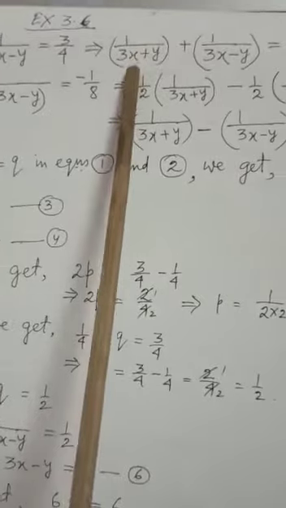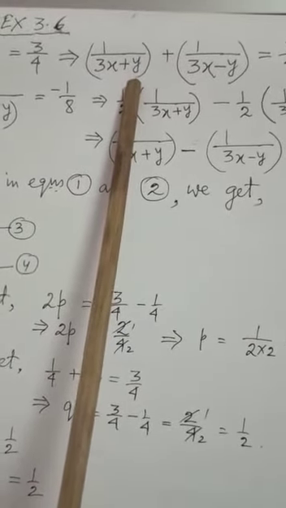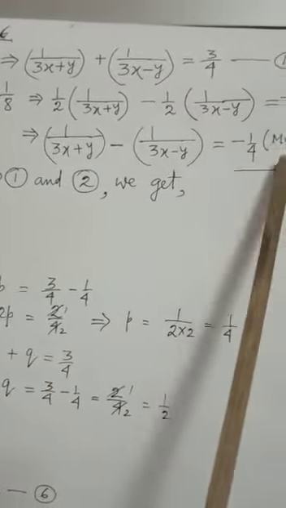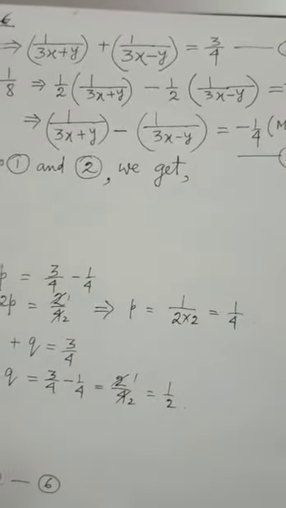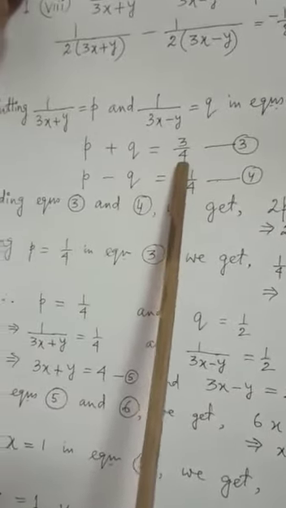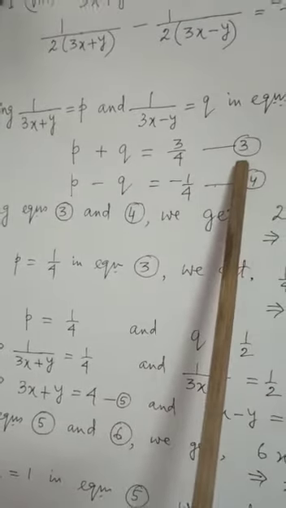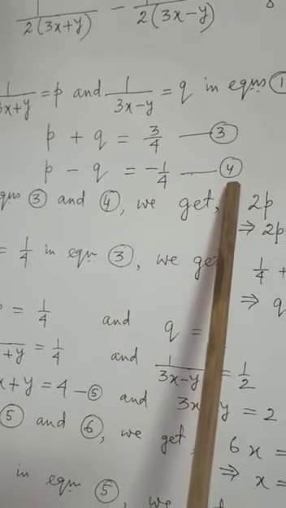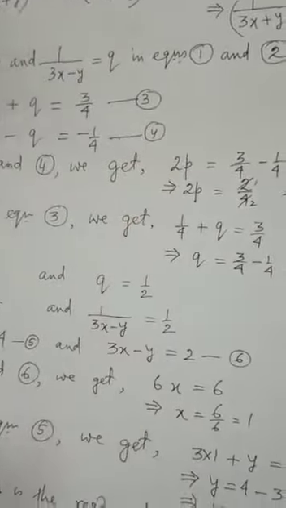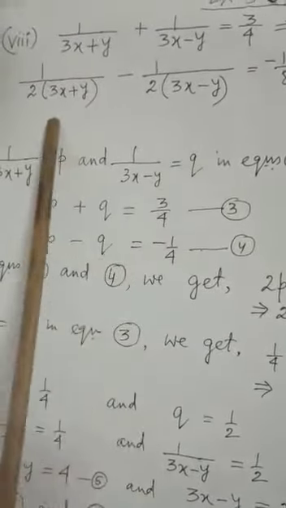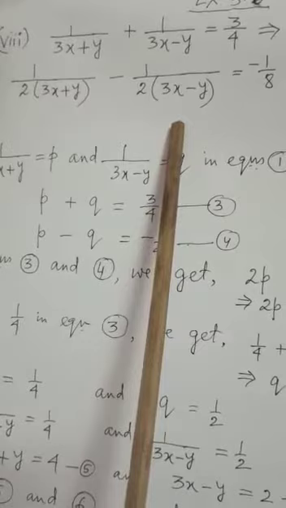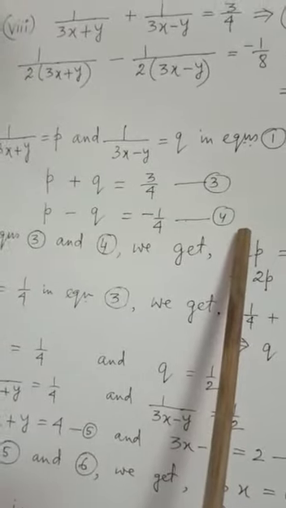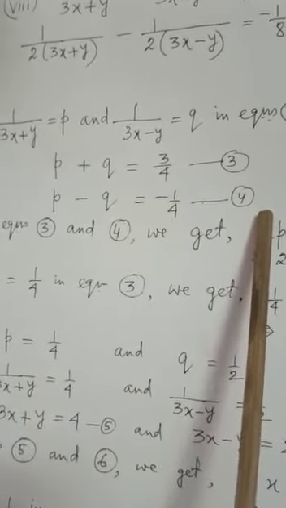Now putting 1 upon 3x plus y is equal to p and 1 upon 3x minus y is equal to q in equations 1 and 2, we get p plus q is equal to 3 by 4. Suppose it to be equation 3, and p minus q is equal to minus 1 by 4. Suppose it to be equation 4. So therefore, from this pair of equations which were not given in the linear form, finally we have got this pair of linear equations in two variables p and q.